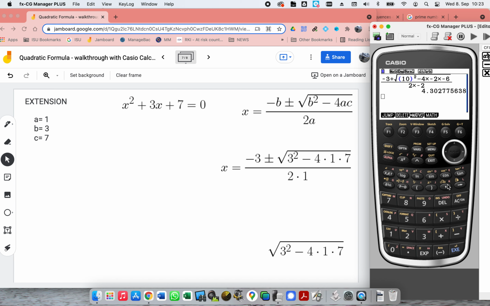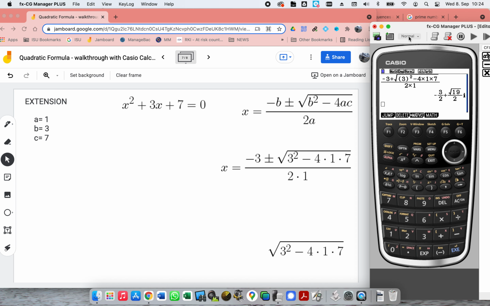So B squared is 3 squared minus 4. And A here is just 1, so I'm going to delete. I'm still going to put times 1. It's easier to change if I do it again. And then C in this case is plus 7. And on the bottom, we've got 2 times 1.